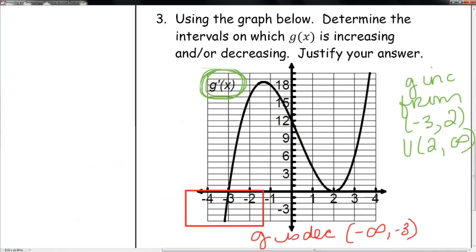Alright, so let's justify our answers. So this is the part that most students forget. So we have g is increasing from our interval, and that's because, I'm going to do BC for because, g prime, that's what they gave you, is positive. For my decreasing, g is decreasing, again there's my interval, BC for because, g prime is negative. And that's what they're looking for.